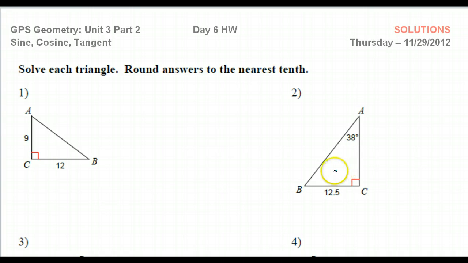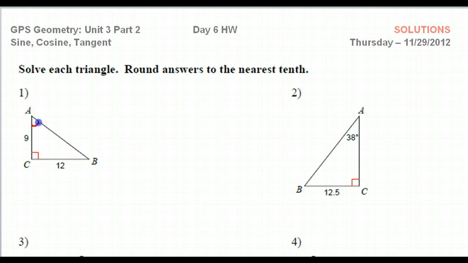On problem number 2, there's 1 missing angle and 2 missing sides. There will always be 3 things. So when you're finished with each problem, there should be 3 answers that you have boxed. Let's go ahead and find angle A.